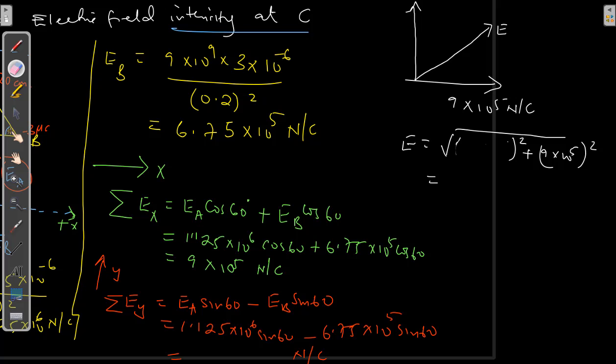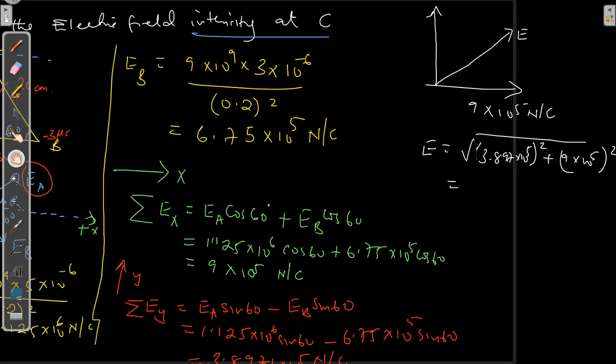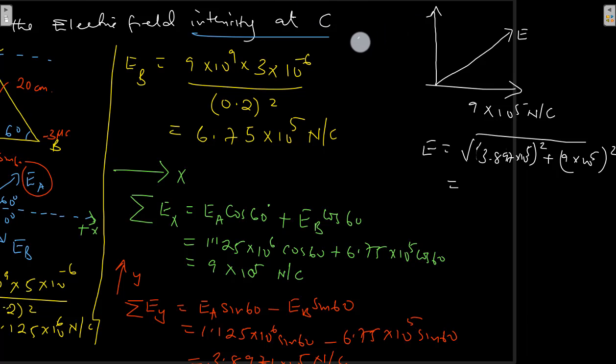There we go. The resultant force in the vertical direction is actually, if you do that on the calculator, about 3.897 exponent 5. There we go, 3.897 exponent 5. Okay, that's better. So the resultant here is approximately 9.81 exponent 5 newtons per coulomb.